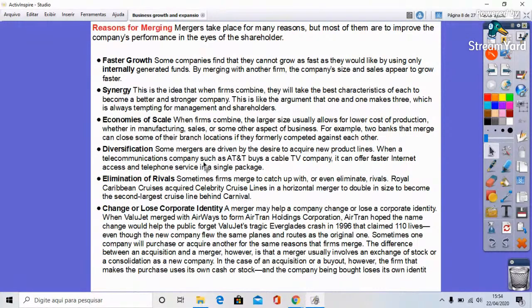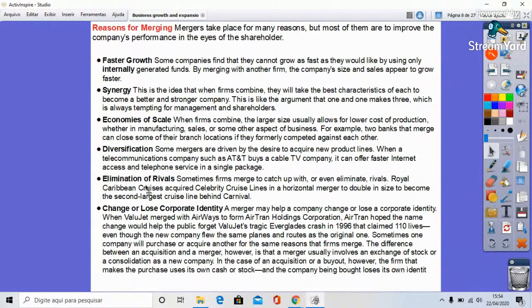Diversification. Some mergers, they have the desire to have new products in their lines, okay? One very good example your book gives you is the telecommunication company, AT&T, which bought a cable TV company. So what is my diversification here? They can offer faster internet access and telephone service in a single package. The customer can buy internet and pay for their phone in one package.